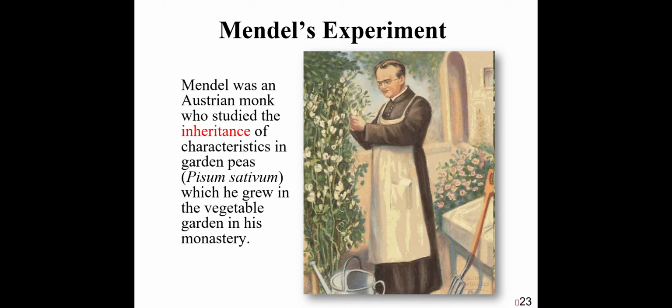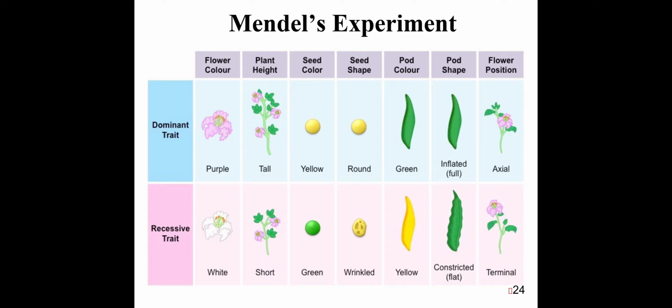Mendel Experiment. Mendel was an Australian monk that studied inheritance based on a few characteristics. The scientific name of the pea plant is Pisum sativum. He chose the pea plant because it has a short life cycle and is easy to grow, to look from one generation to another generation.